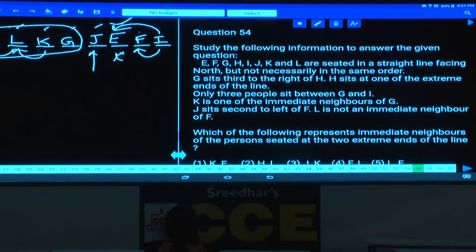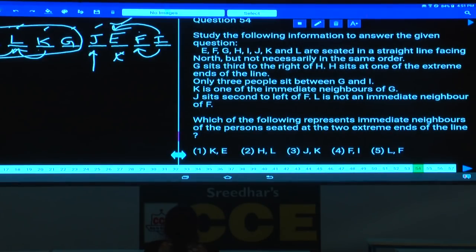Then question number 54. Which of the following represents the immediate neighbor of the person seated at the 2 extreme ends? Here the question is not about the persons who are at the ends, isn't it? Who are at the ends. Now the immediate neighbor of H is L. Here the immediate neighbor of I is F. Hence L and F, choice 5.